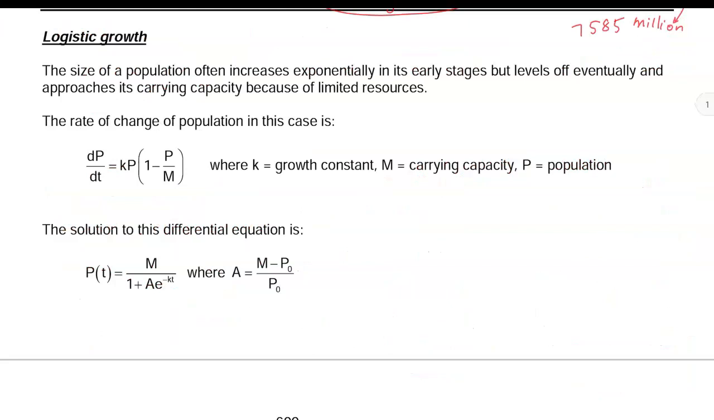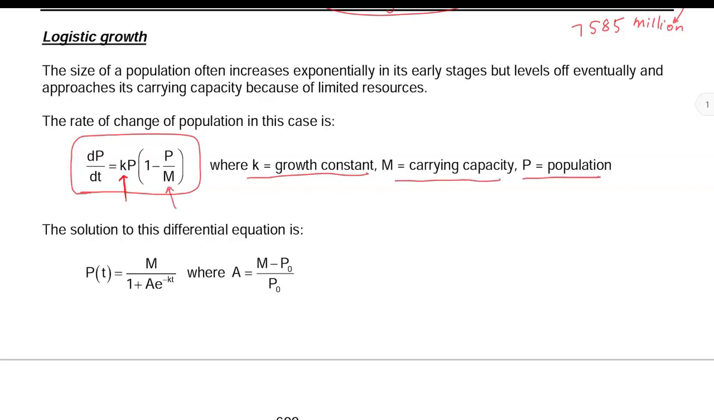A topic special to BC Calculus is logistic growth. Logistic growth is a more accurate model for working with population. The size of a population often increases exponentially in its early stages, but levels off eventually and approaches its carrying capacity because of limited resources. So the rate of change of a population in this case is a little more involved than the model we were using up above. We've written dP/dt equals k times P times the quantity 1 minus P over M. The k is still the growth rate, so we wrote that here. P is your population, and then M is going to represent carrying capacity.